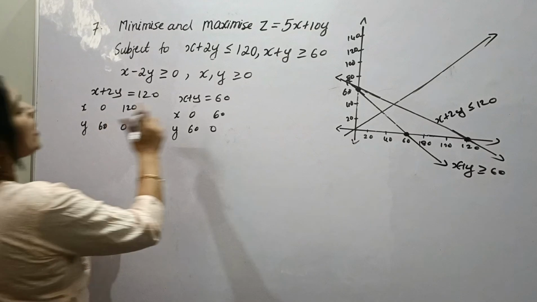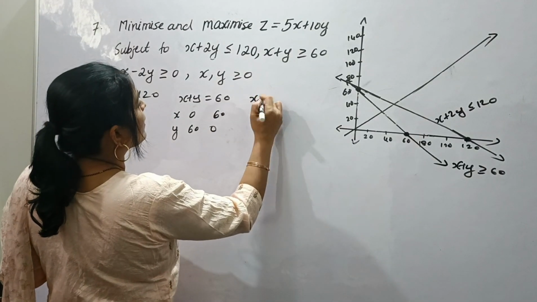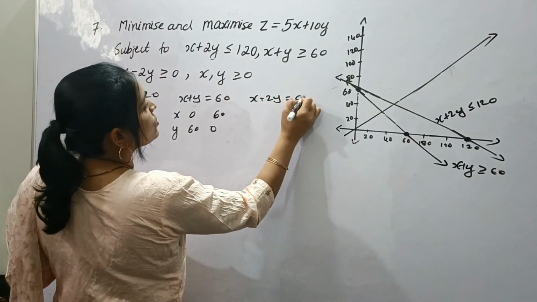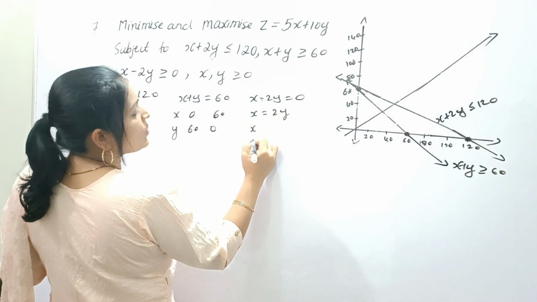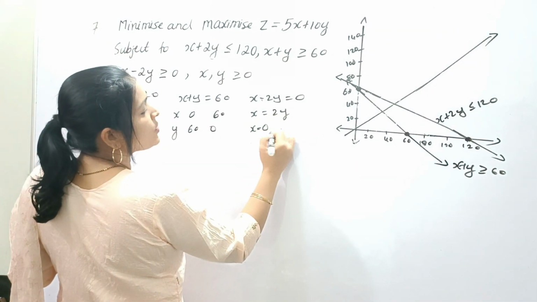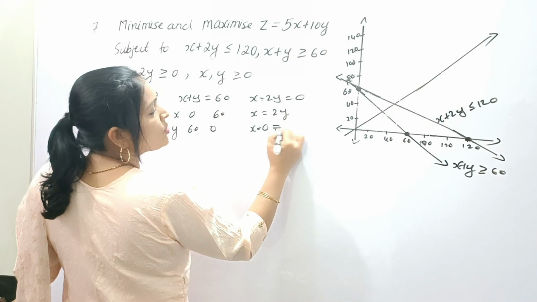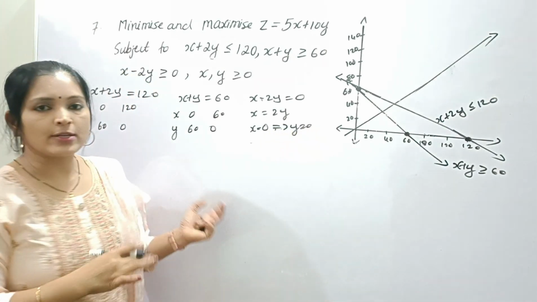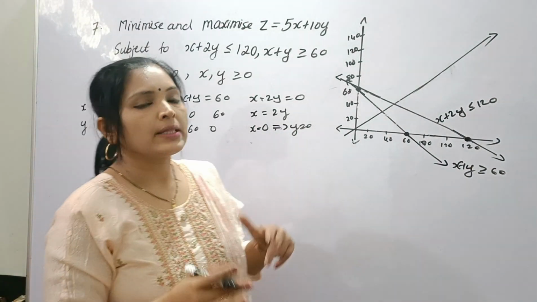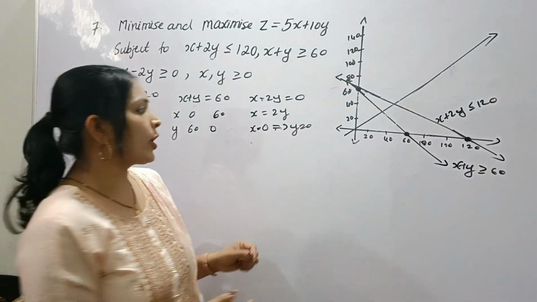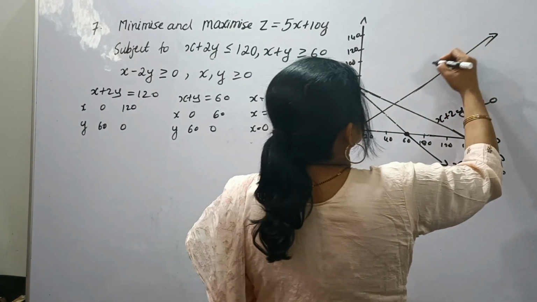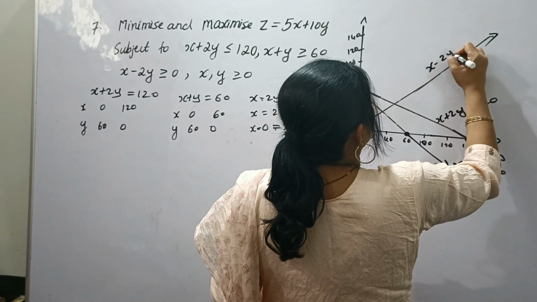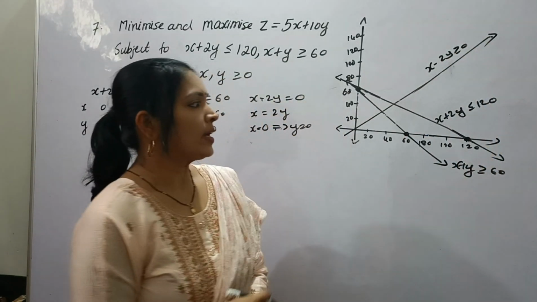Then the next one, x − 2y = 0. That implies x = 2y. So here x = 0, y = 0. When x = 0, y = 0. That means this line is passing through the origin. So it is the line x − 2y = 0, and the constraint is x − 2y ≥ 0.